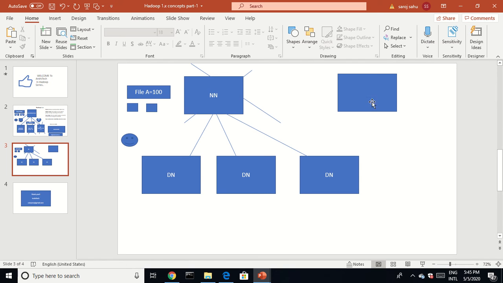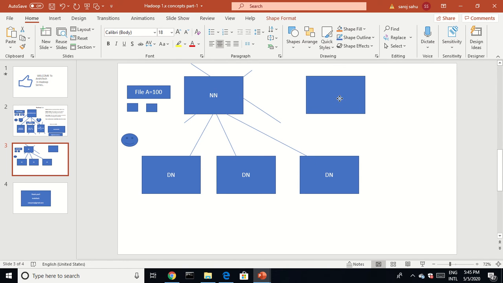So to mitigate that issue, initially another master machine came into the picture, called the Secondary NameNode. So what is the purpose of the Secondary NameNode?